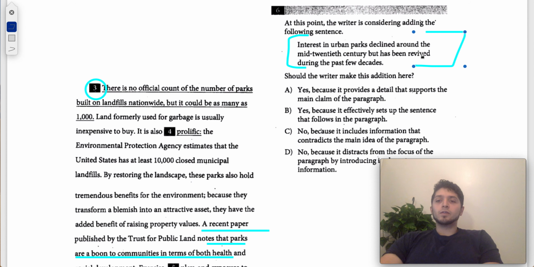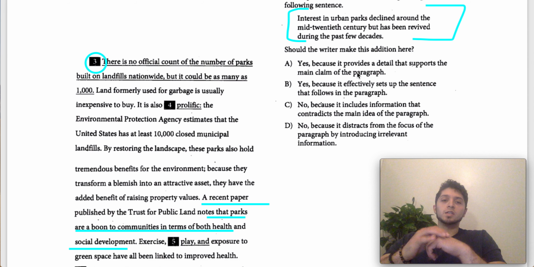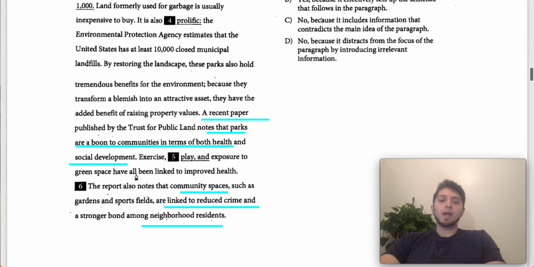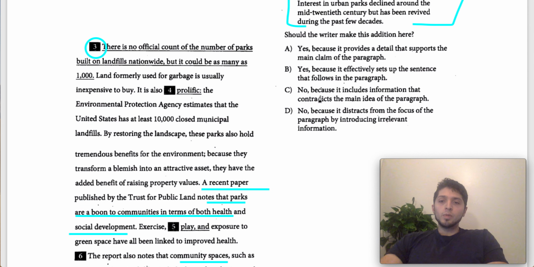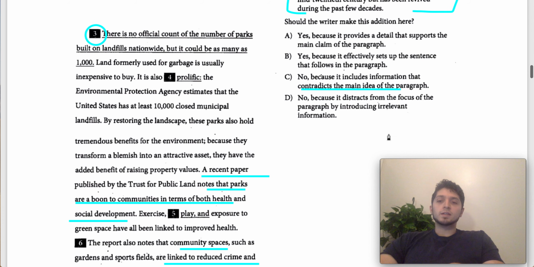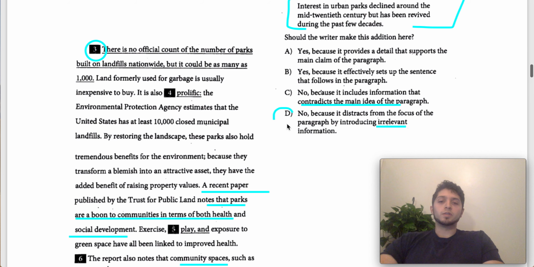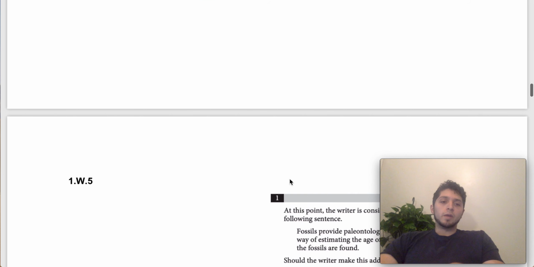So this sentence here, for it to be on topic, would have to continue by talking specifically about the benefits that parks provide to communities, and probably specifically benefits that they provide to the health and social development of communities, which this doesn't do. All it does is talk about the change in interest in urban parks. So for that reason, we should say no. No, because it includes information that contradicts the main idea of the paragraph. No, it's not contradicting, it's just beside the point. And also we know to basically discount against answer choices that say this. D says no because it distracts from the focus of the paragraph by introducing irrelevant information, and that is basically what we're saying, so we should choose answer choice D for our correct answer. Now let's keep going. I think we have one more here.